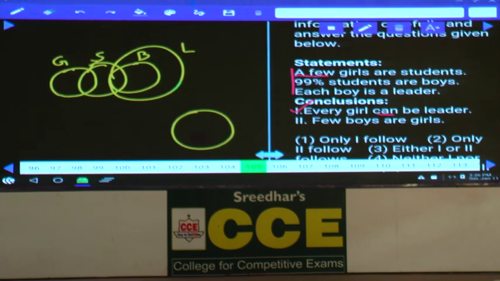First one, is it possible or not? Yes. Second, few boys or girls. Girls are here, boys are here, that is false. Hence, what is your answer? Only one follows, that is choice one. Done with this? 105, choice one.